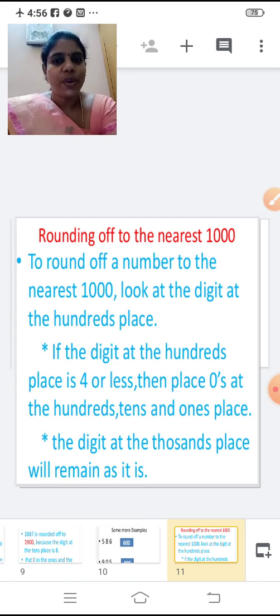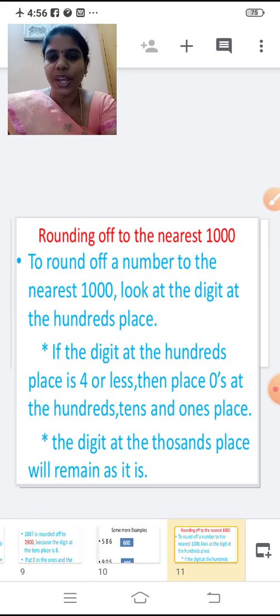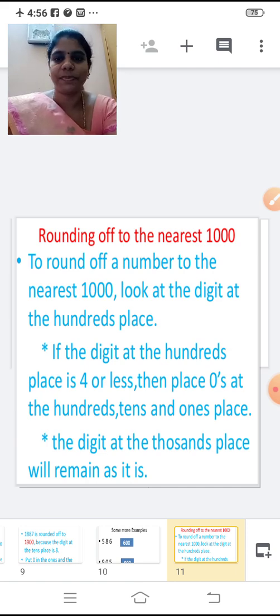Yes. Rounding off to the nearest 1000. To round off a number to the nearest 1000, look at the digit at the hundreds place. Now we are going to see the digit at the hundreds place. Yes?